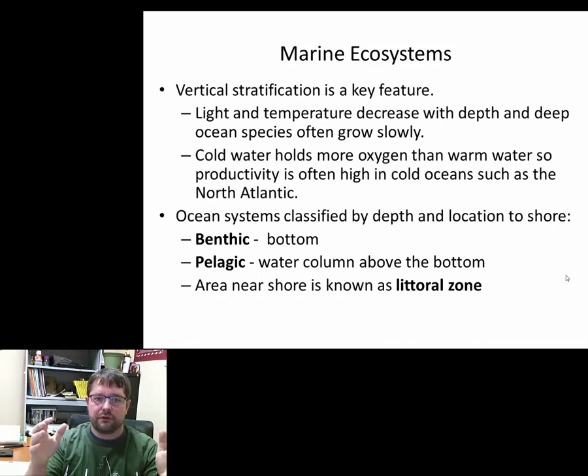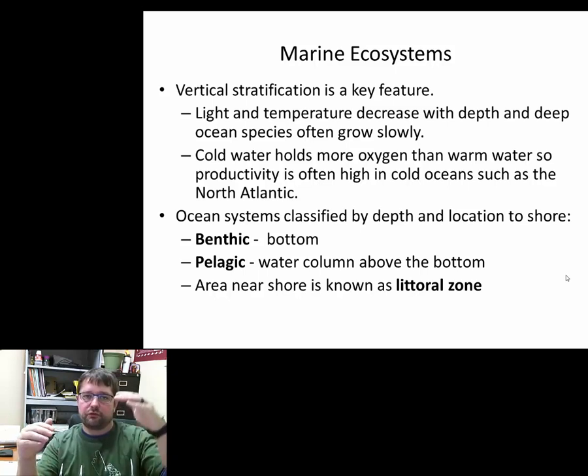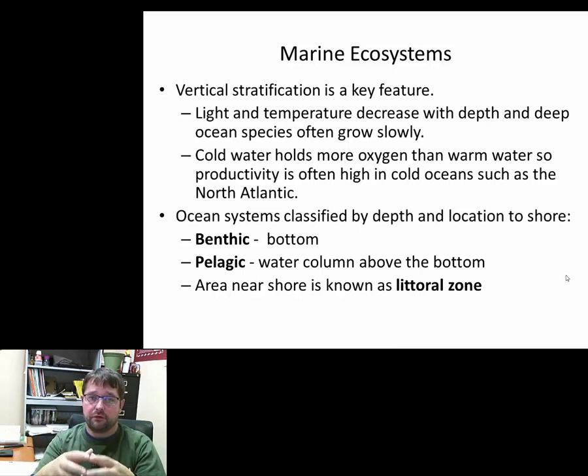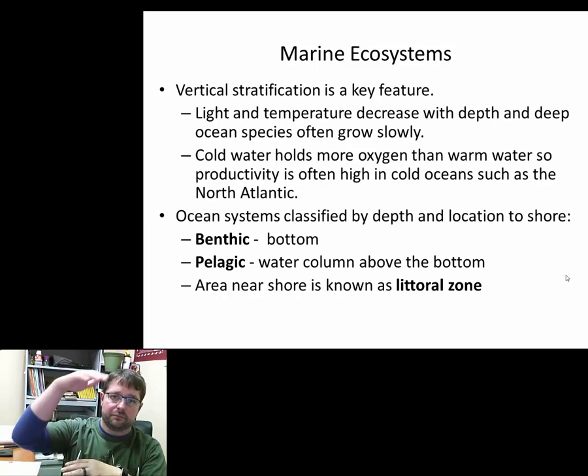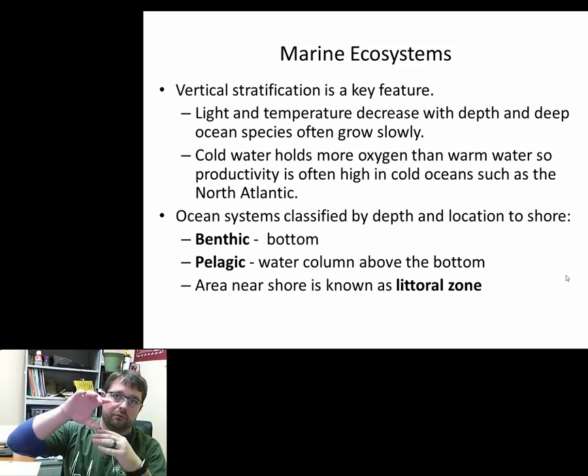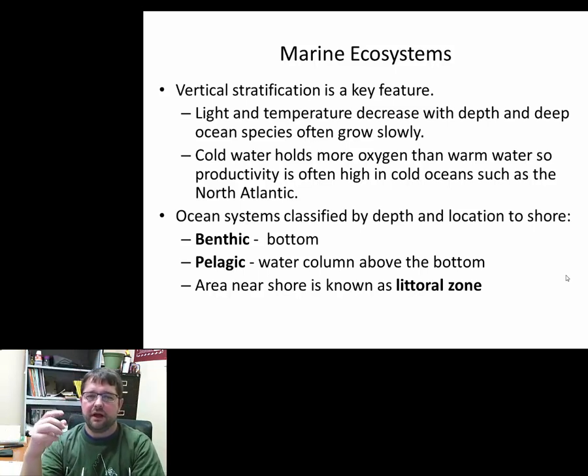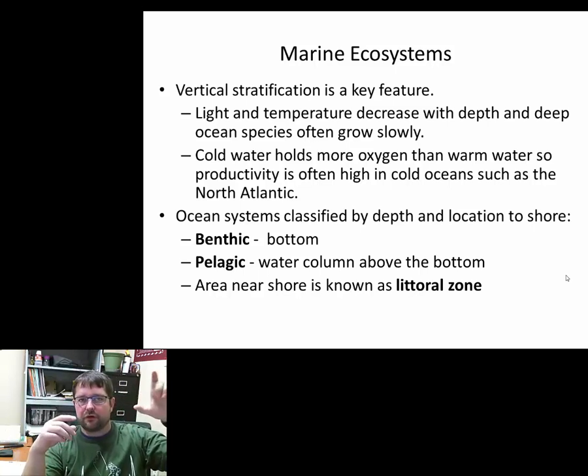When we look at marine ecosystems, they can be stratified. There's a vertical stratification. In other words, there's a difference between the bottom, which we call the benthic community or the benthic part of the marine ecosystem, and the pelagic part, or what we call the water above the bottom. And it depends, because there are other ways that we can break down the pelagic region. There are other terms, and I'll show you them in a second.